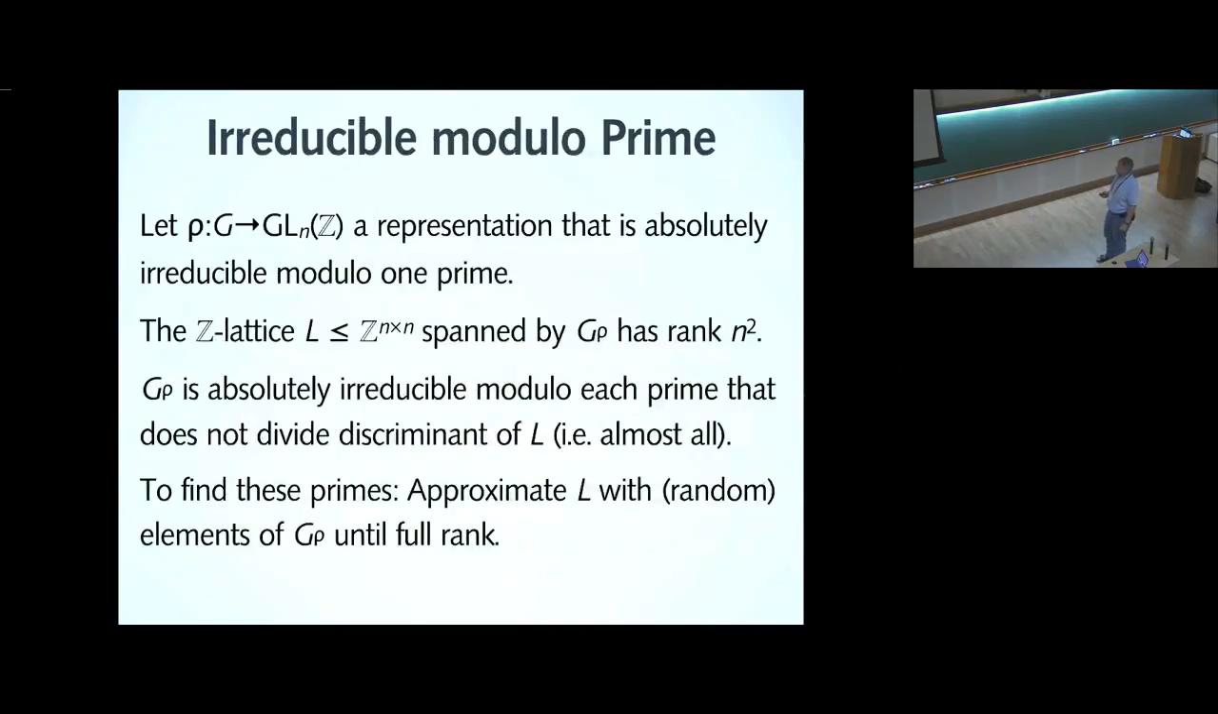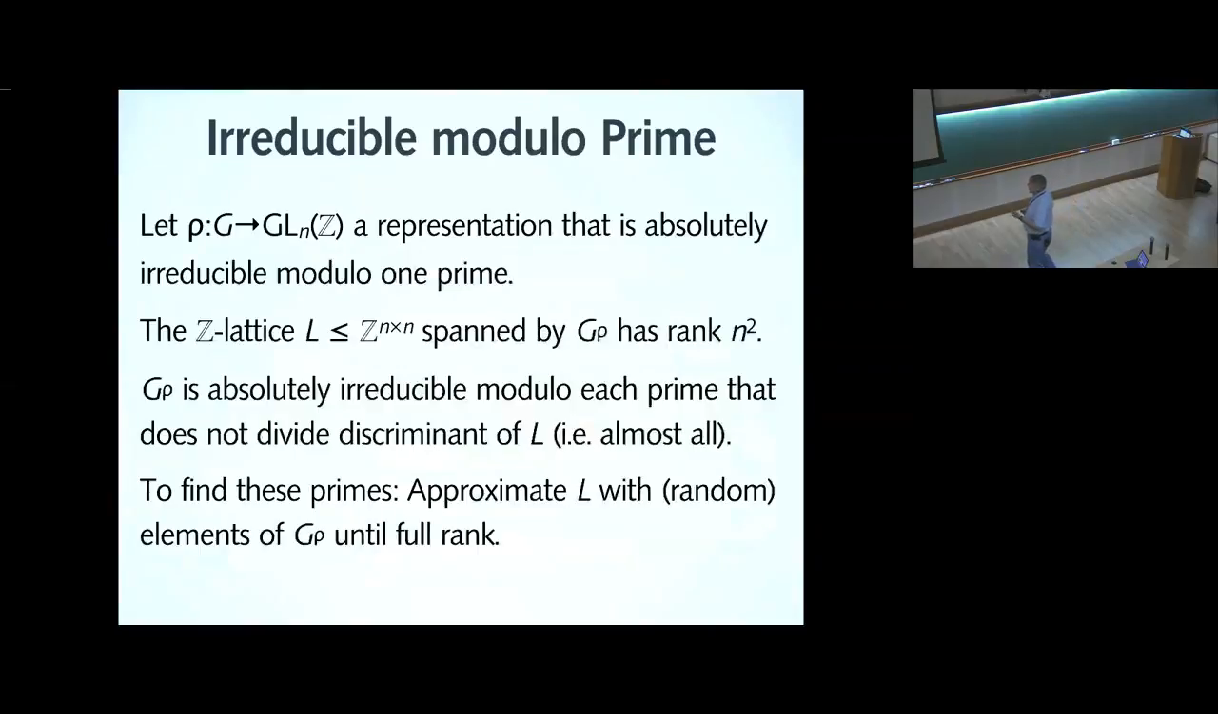Well, let's look at a representation for G into integral matrices which is irreducible modulo one prime. That means the Z lattice spanned by the images of that representation. So I take the image matrices, which are integer matrices, and I consider them as vectors, and I look at the Z lattice spanned by these vectors. This is not necessarily the same n. Yes, this could be a different n. That has then full rank. That corresponds to absolutely irreducible.